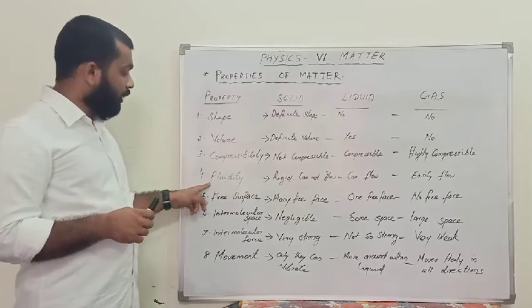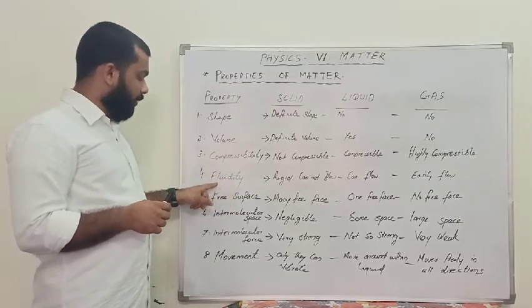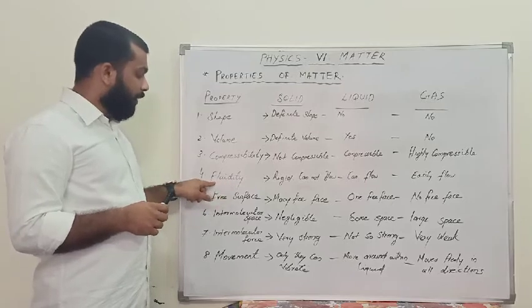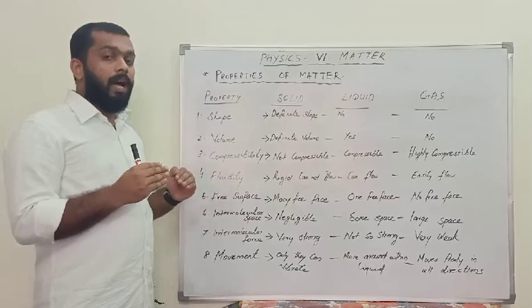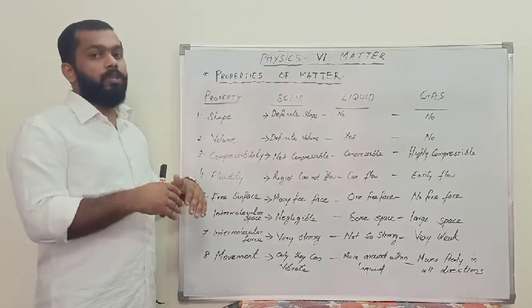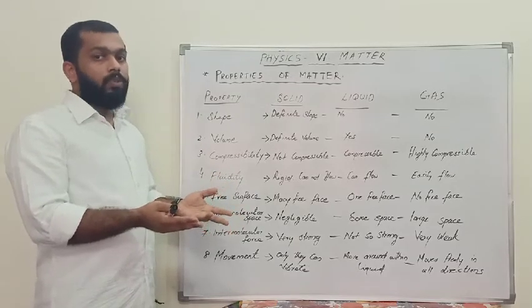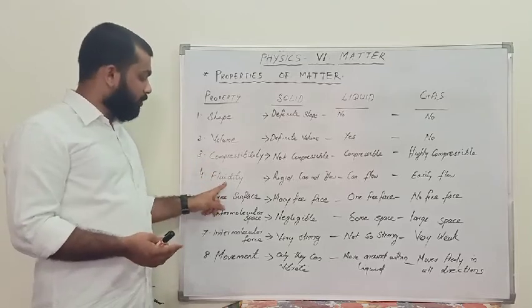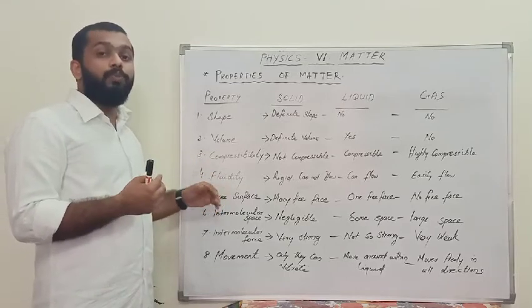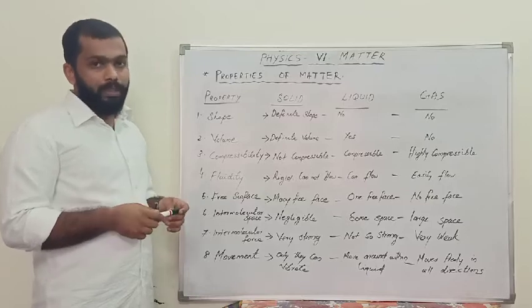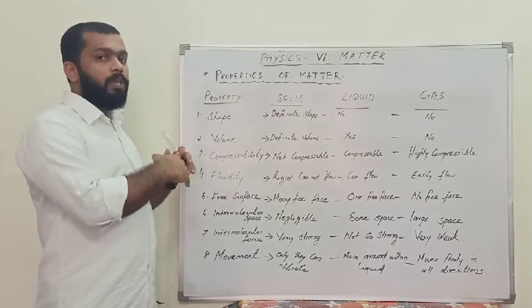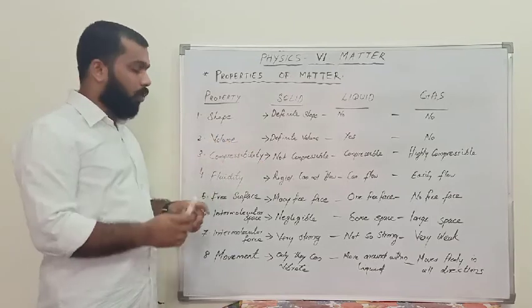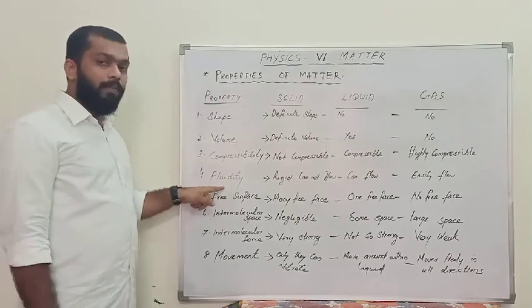Then the fourth one, fluidity. I don't know whether you have heard about this one or not. Last class I said that the molecules are able to move from one position to another. So if they are moving, that is called fluidity. The ability to flow is called fluidity. Whether the molecules are able to change their position from one position to another, this characteristic we call fluidity.